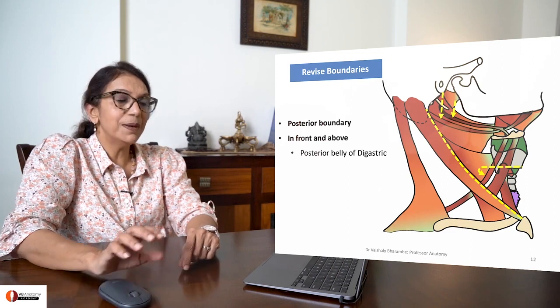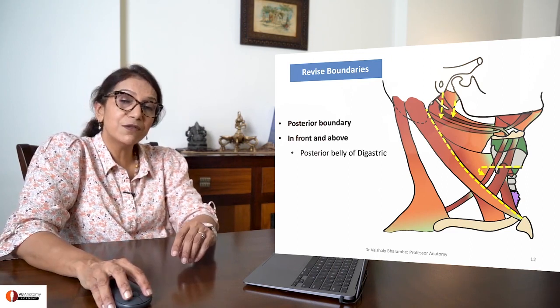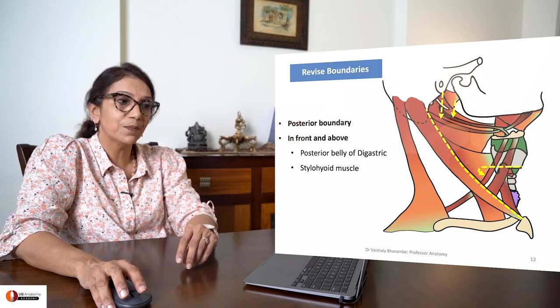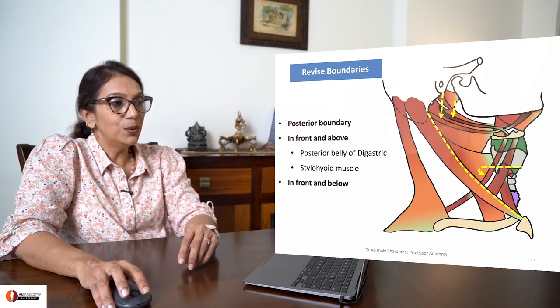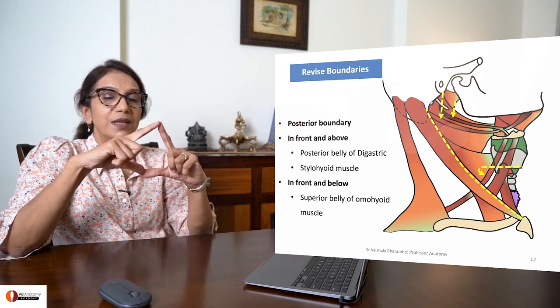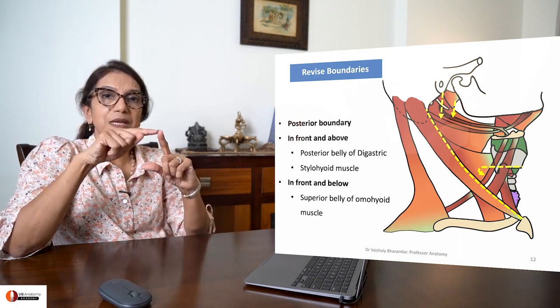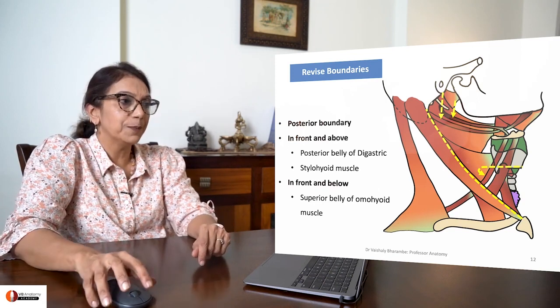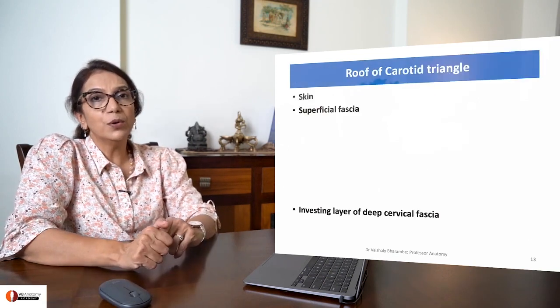Yes, it's the posterior belly of digastric and its best friend, stylohyoid muscle. In front and below, it's the superior belly of omohyoid muscle. So you've got the boundaries of the triangular space, which is the carotid triangle. Let's now talk about the roof.